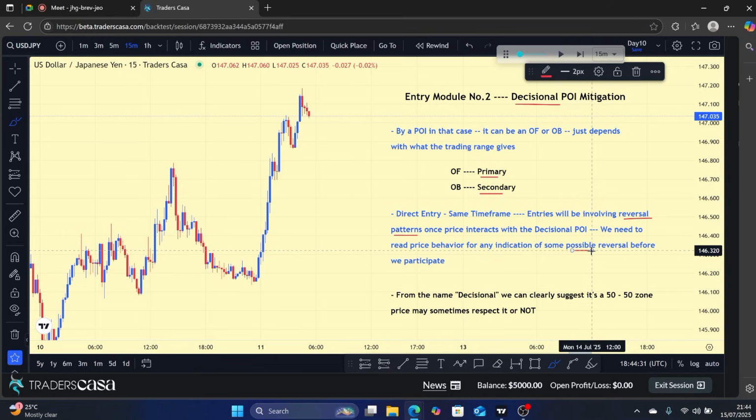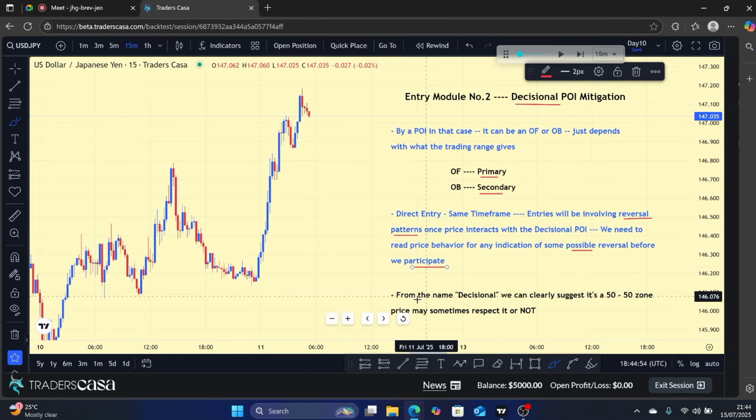Sometimes price may just pass through the order block as if there is no order block, or POI, or point of interest there. So we need to read the price behavior after price mitigates a decisional POI, and see if there is some possible reversal before we participate.